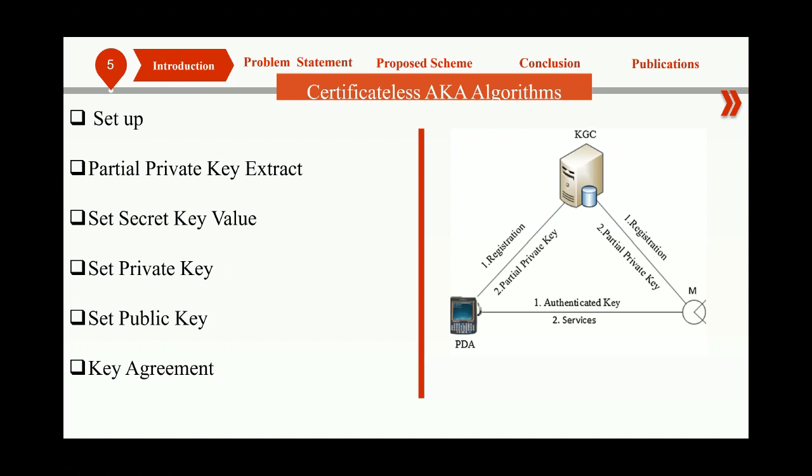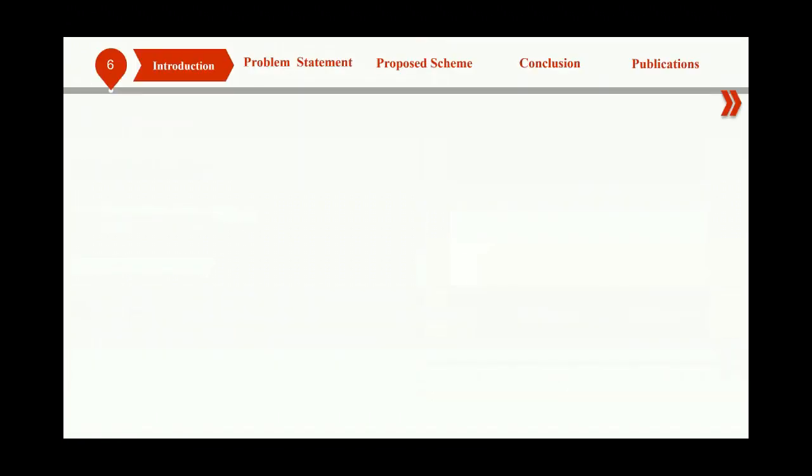We have six algorithms in certificateless. We have setup, partial private key extract, secret key value, set private key, set public key, and also the generation. The last step is to generate the key agreement for users.